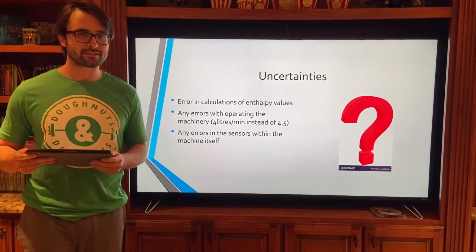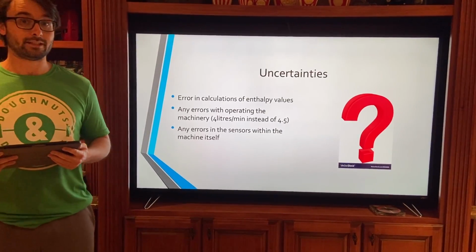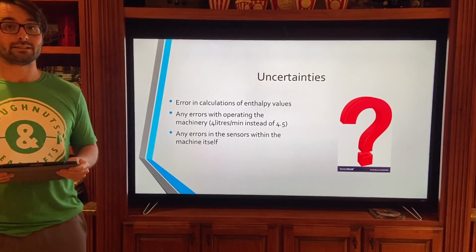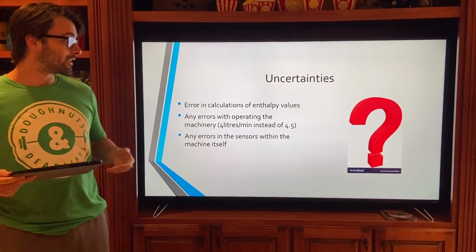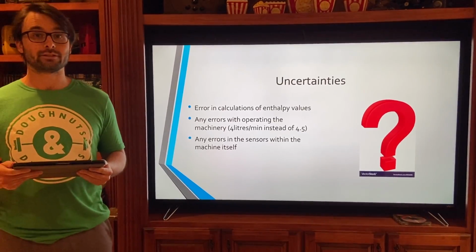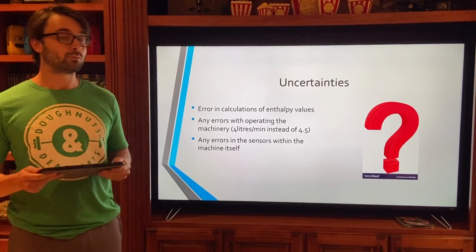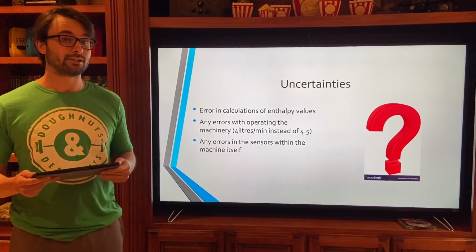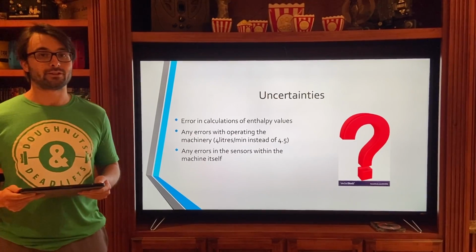So some uncertainties that we could have encountered in this experiment. I could have made some errors in whether interpolating the enthalpy values or just some calculations in general. Any errors in operating the machinery. From what I read, we were sent 4 liters per minute instead of 4.5 liters per minute, so it won't necessarily be a 4.5 liter measurement. And any errors in the sensors within the machine.